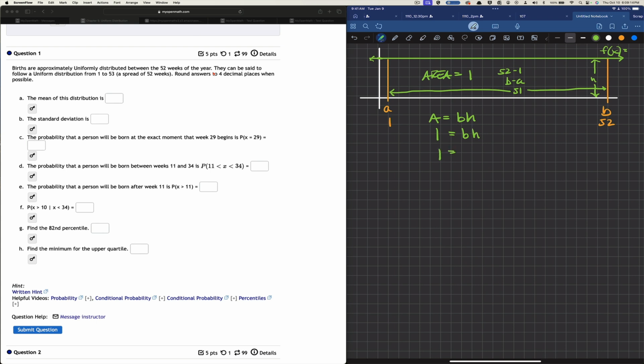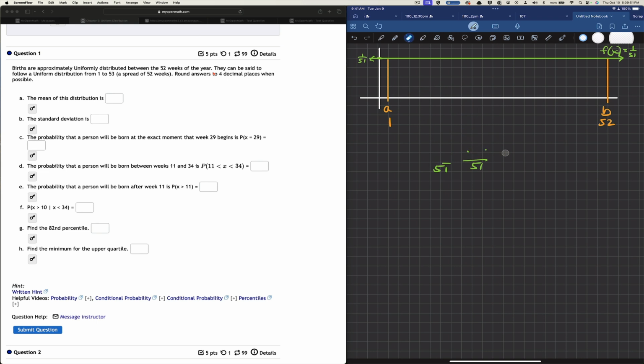If I substitute base as 51 and the height as h, since I don't know it, I can divide both sides by 51, and I can determine that the height of this function is 1 over 51, or the y value that this function intersects at the y-axis is y equals 1 over 51. And so those are the dimensions of my rectangle and the information that I need to continue on with this problem. Now, to calculate the mean is just the average of A and B, or the value that's halfway between A and B, because that would be the middle number.